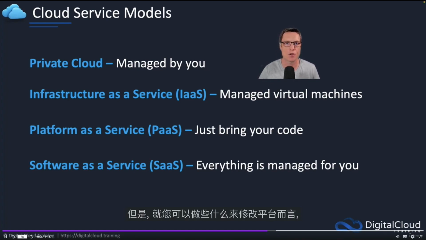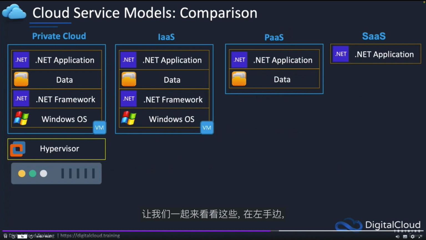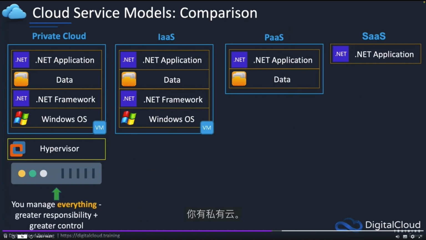You have very limited scope though in terms of what you can do to modify the platform. So let's look at these side by side. On the left-hand side here, you've got the private cloud. So here, everything is managed for you. We saw before that there's lots of software layers, which I'm not showing on this screen as well. So you have to manage everything.